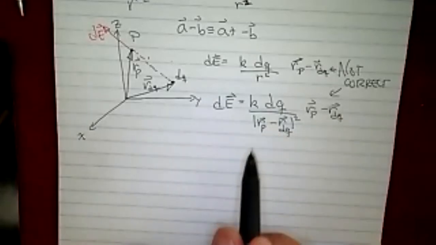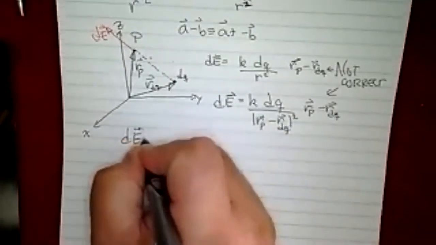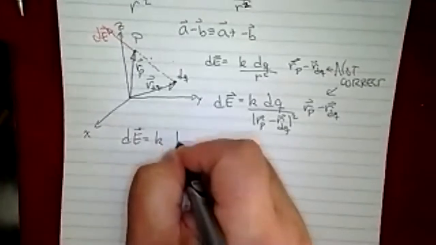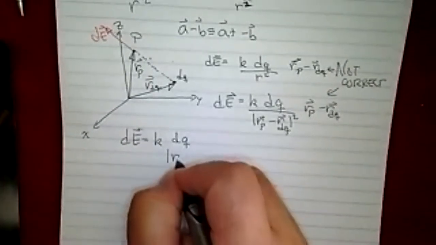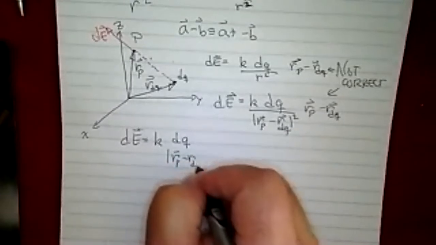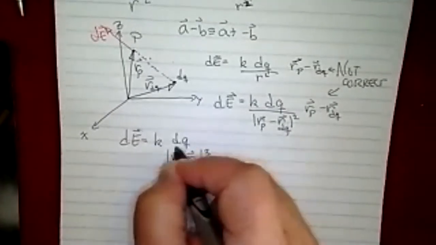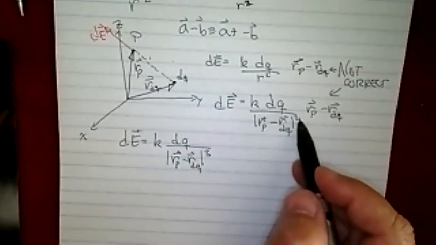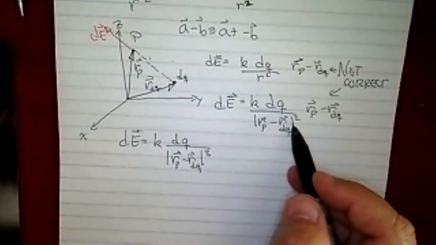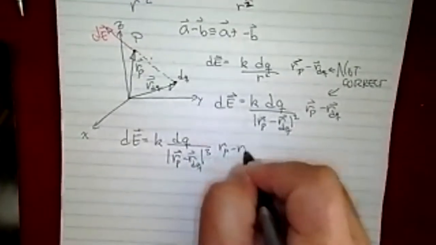So really, if I want it correct, I want to write dE is equal to k dq over the magnitude of rP minus r dq cubed now, because notice when I divide by this, I've already got one of those down there, so that becomes the magnitude of rP minus r dq cubed instead of squared, times rP minus r dq.